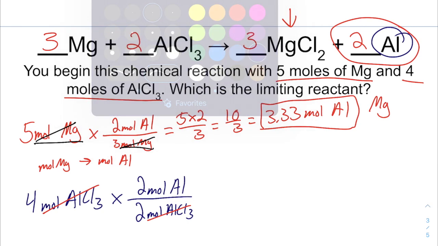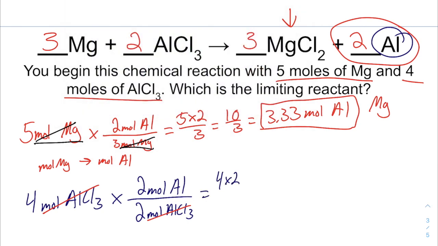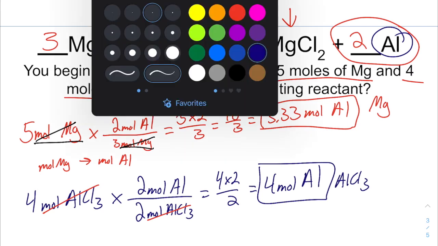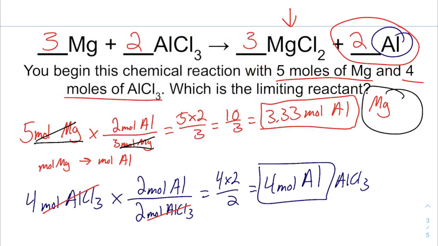And we can go ahead and multiply out. 4 times 2 divided by 2 is just going to give us 4 moles of Al. So that's the amount that the AlCl3 can make. Based on these two amounts, I can then say that the limiting reactant is magnesium.